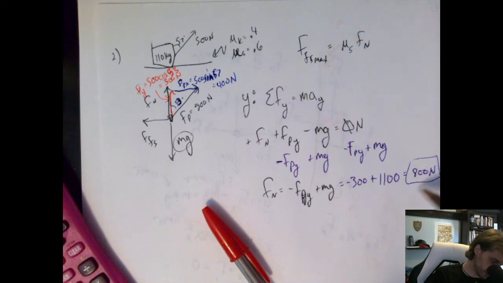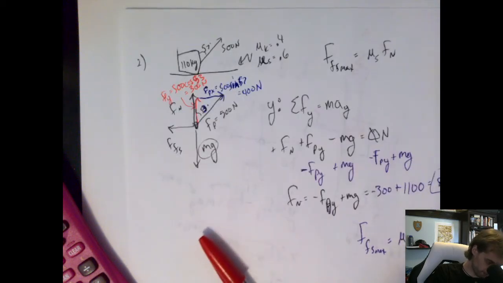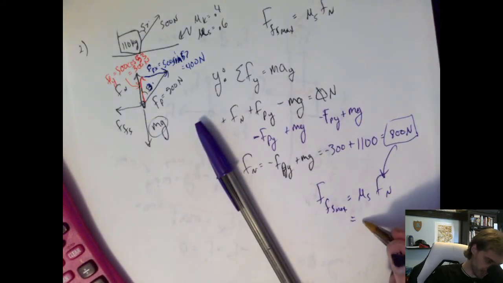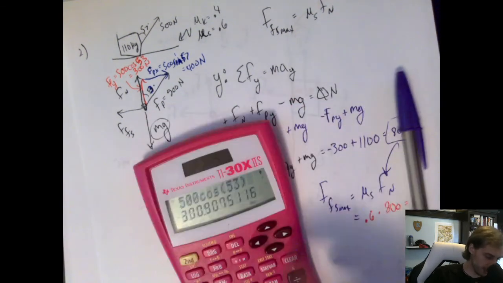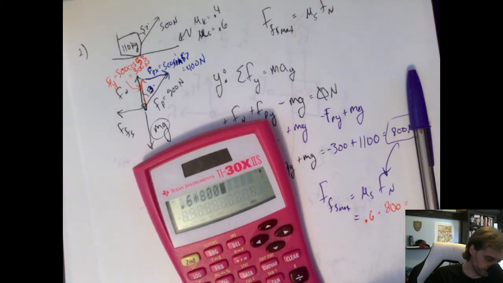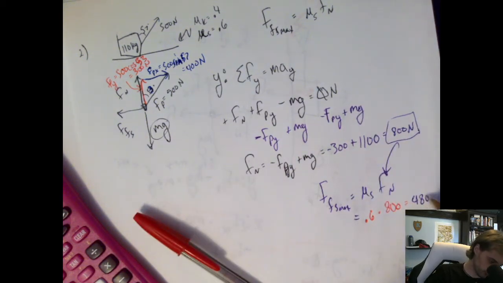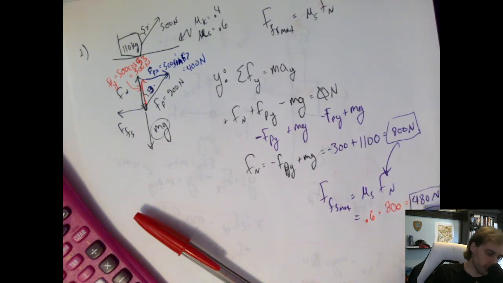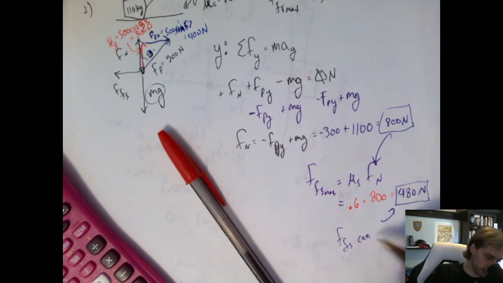What we can do is take this 800 newtons of normal force and plug that into this equation to get our force of static friction. In doing that, we've got our coefficient of static friction as 0.6. Again, we're checking if it doesn't move, so we're using static. We've got our normal force of 800, and 0.6 times 800 is 480. So what this tells us is that static friction can go up to 480.